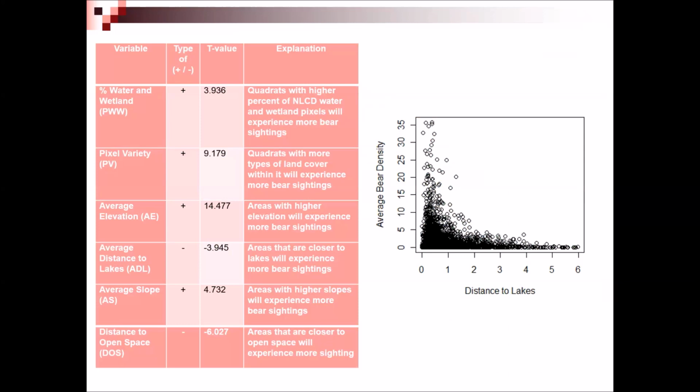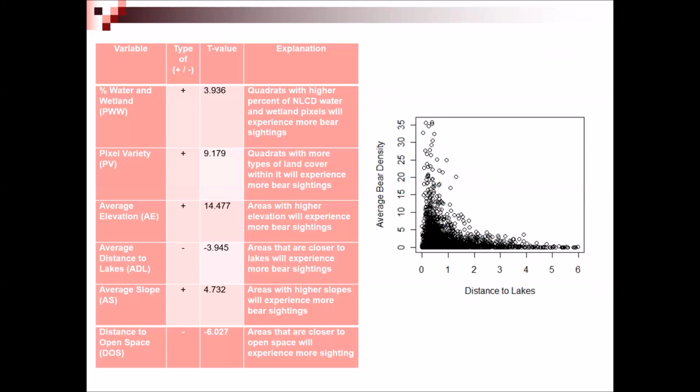I can see things like this right here. Areas with higher elevation will have more bear sightings. That's pretty cool. Areas that are closer to lakes will have more bear sightings. That makes sense, right? You live near a lake, probably bears want to go hang out there. The areas with higher slopes will have more bear sightings. The areas that are closer to open space will have more bear sightings. And so we kind of extracted some of this. Most of these are self-explanatory.